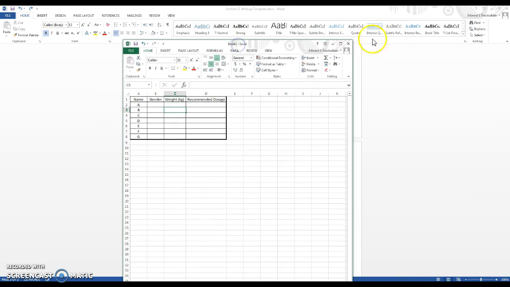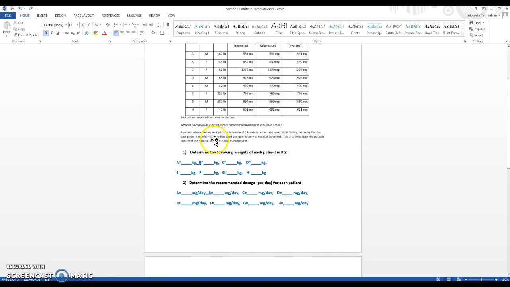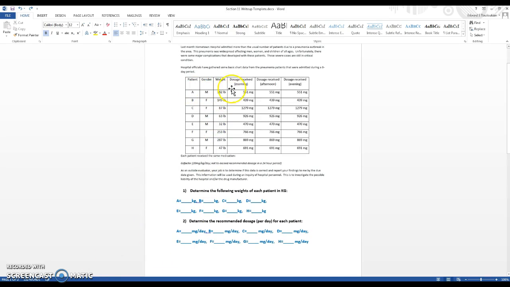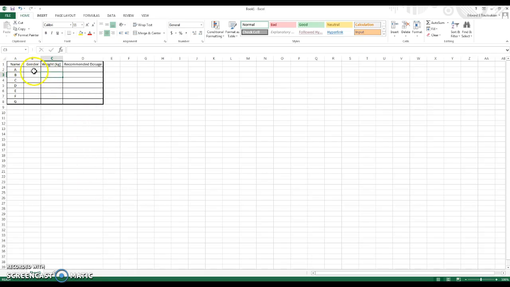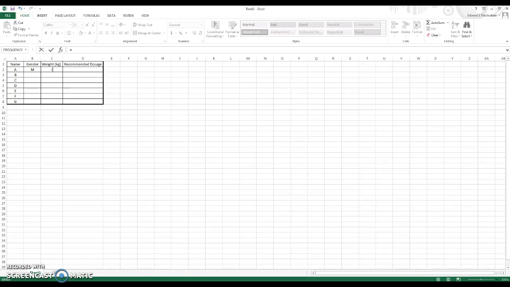So I've made a chart right here, and it's very basic. You have name, gender, weight, and recommended dosage. If I just look at the first person on here, person A is a male, and they weigh 182 pounds. So their name is A, gender male, the weight 182 pounds. If I want it in kilograms, I have to multiply that by 0.4536, and that's the weight in kilograms.